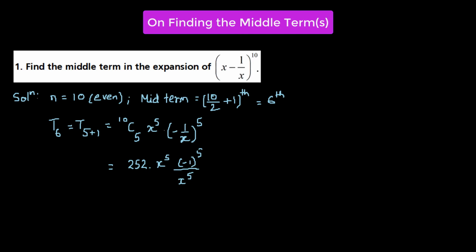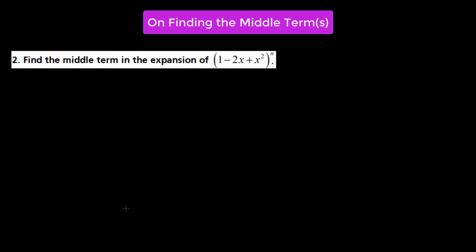The x raised to the power of 5 is common to both the numerator and the denominator, so they are going to cancel each other out, and the final answer will be equal to negative 252. The negative comes because negative 1 raised to the power of 5 is negative 1. So that is going to be the middle term. Let's go to the next one.